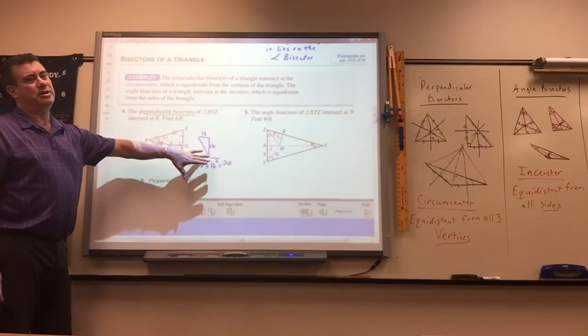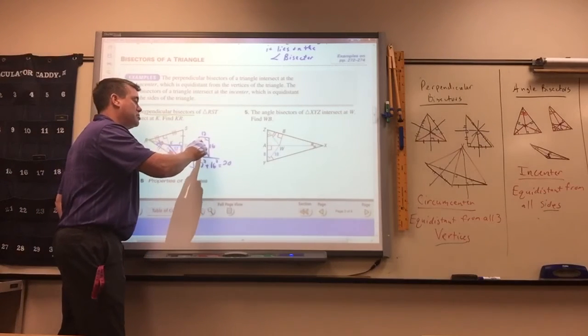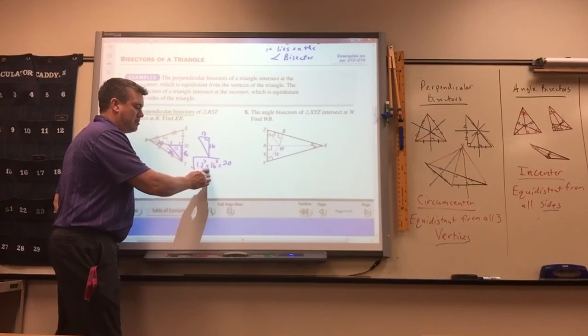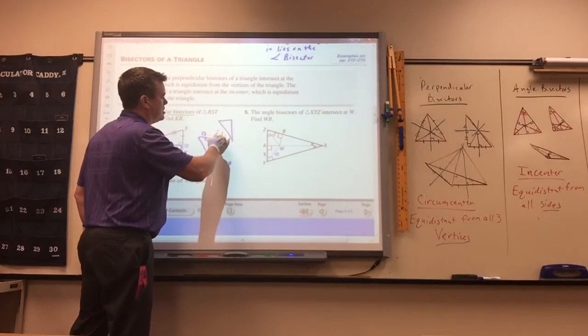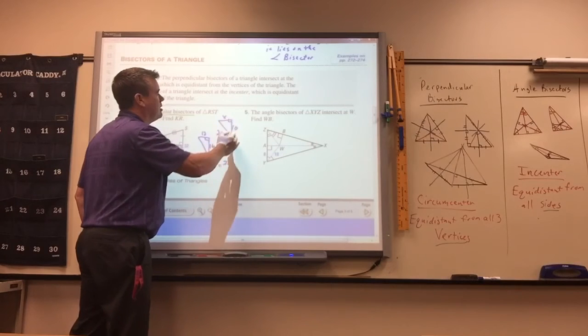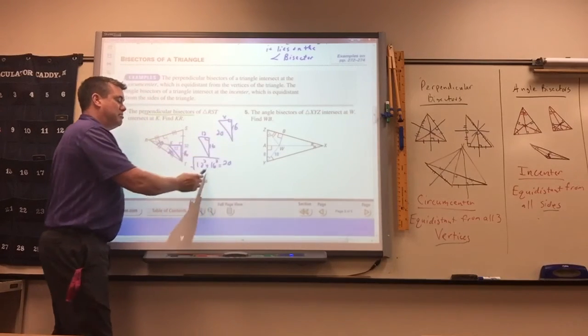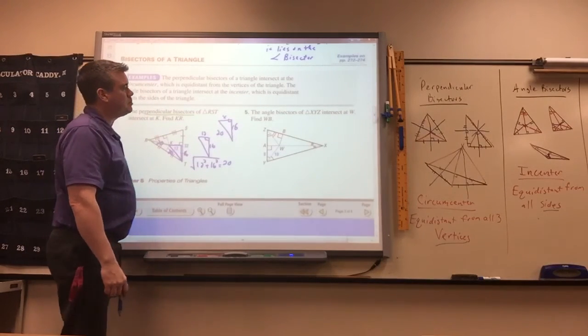So remember the Pythagorean theorem. If you're looking for the hypotenuse, you square them and add them, and then square root. If you are looking for a leg, say it was this, 20, 16, and x, you square them and subtract them, and then square root them.